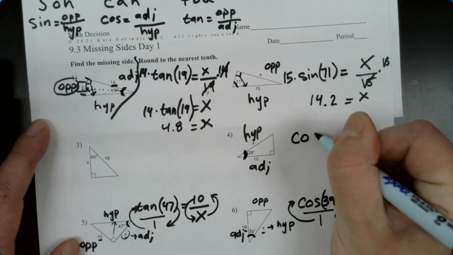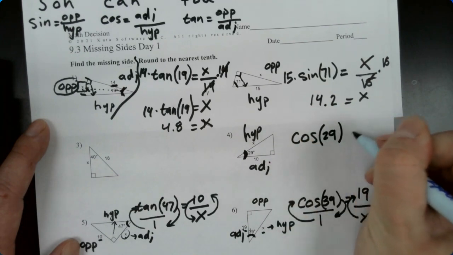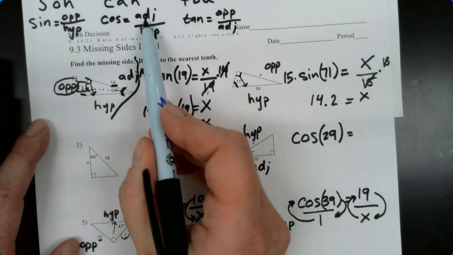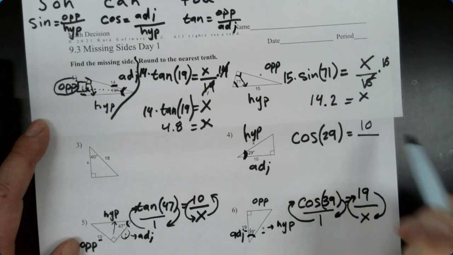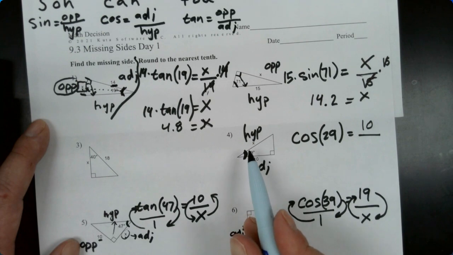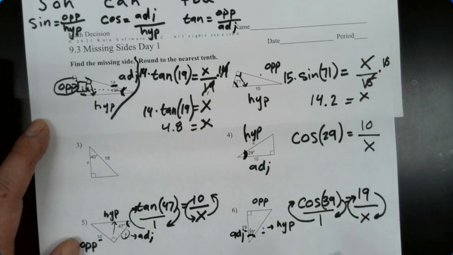Cosine of the angle 29 equals adjacent on the top. Adjacent is 10. Oh, this one we do have to flip. I didn't think we had to flip this one. Okay, good. So we're going to have to flip this one.